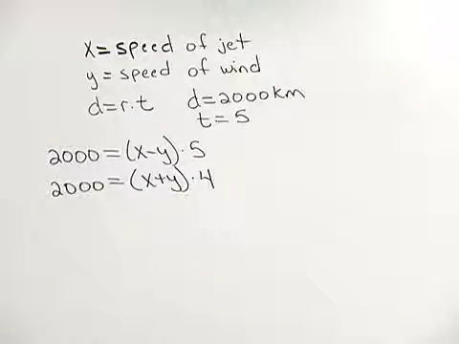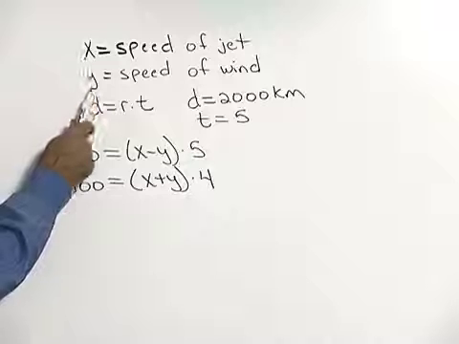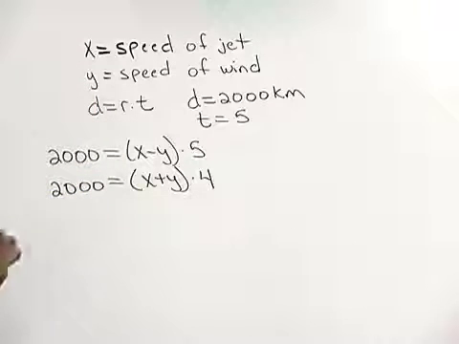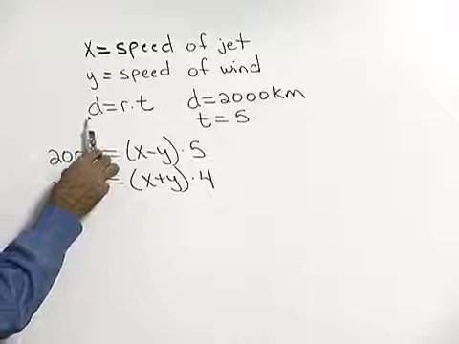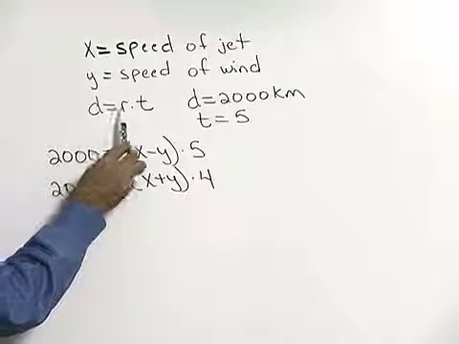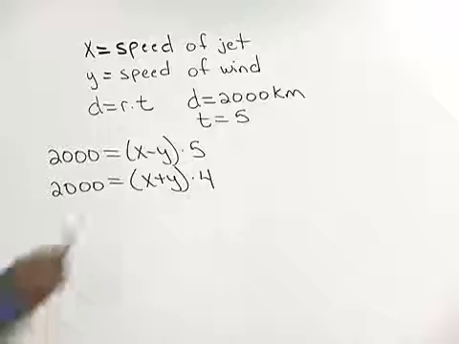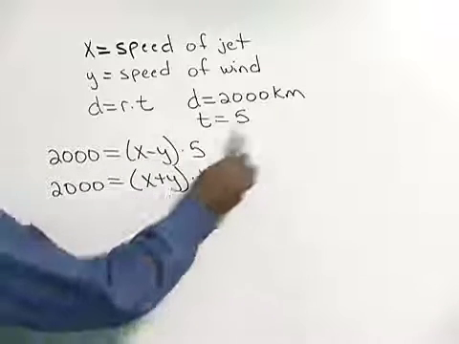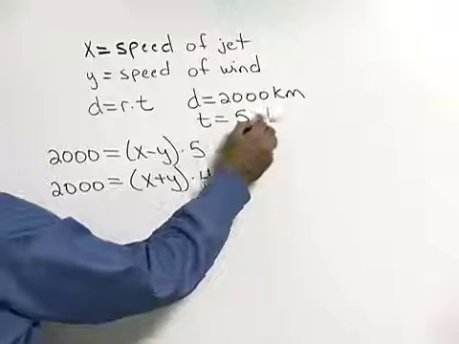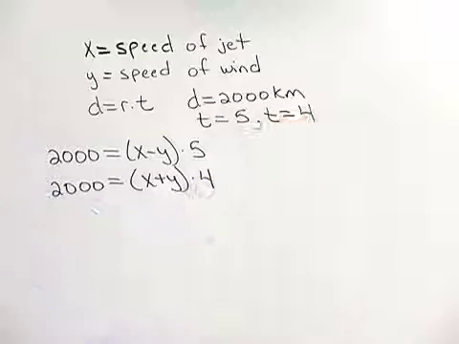So we have two things here. We know that x is going to be the speed of our jet, and let's let y be the speed of the wind, because one way the wind's with us and one way it's against us. Now recall that the formula for distance is equal to rate times time. We know that our distance is 2,000 kilometers that we fly, and in one case t equals 5, and in the other it's t equals 4 hours.